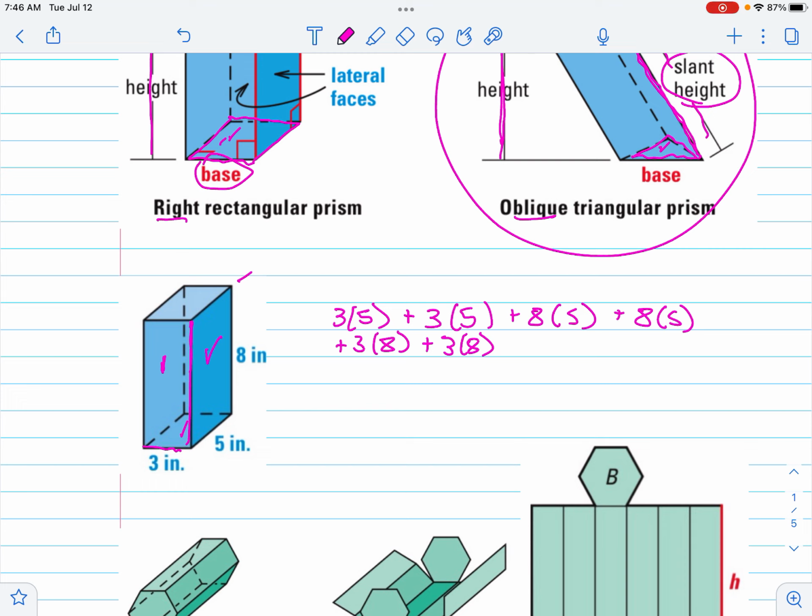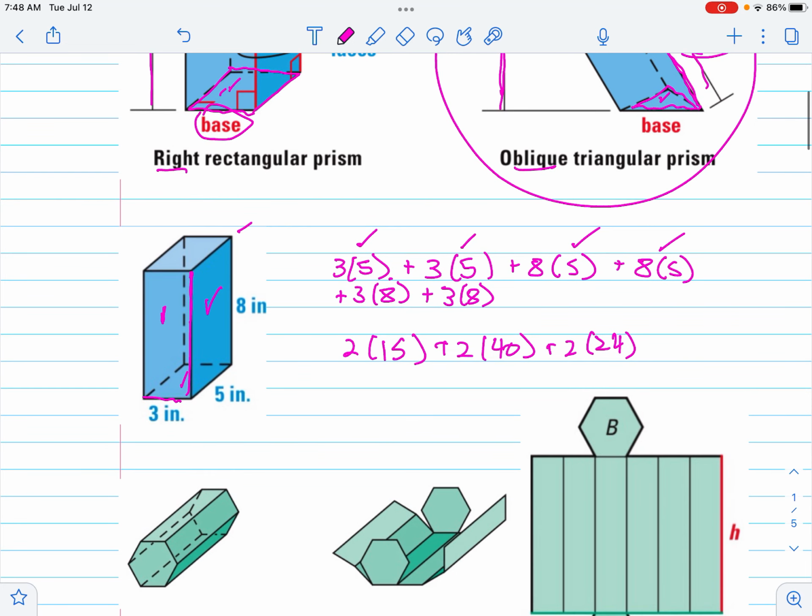And this will always work. It's kind of cumbersome, though, having to add up all those things, so we would like maybe a formula for working through that. Well, let's go ahead and work this out. We've got 15 and 15, so there's 2 times 15. There's 40 and 40, so that's 2 times 40. And then 2 times 24. We add up all of those and we get the surface area.